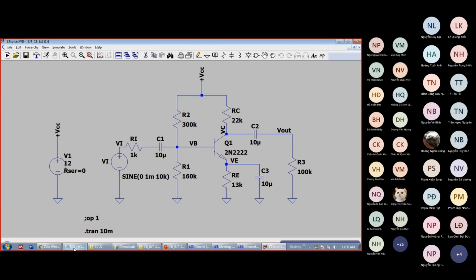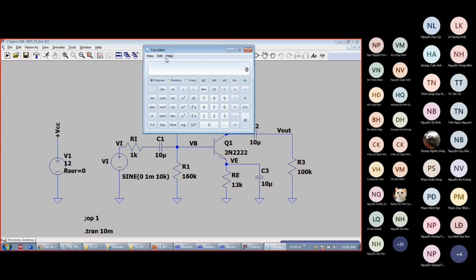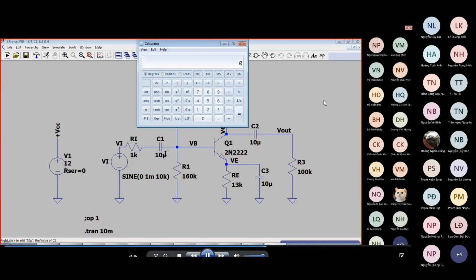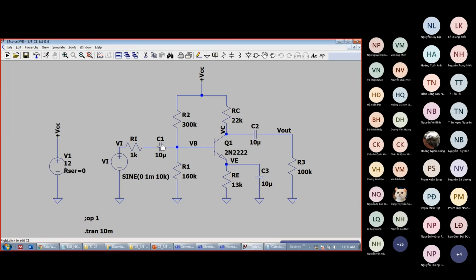So I will check if 10 microfarad is enough. Again, the frequency here is 10 kilohertz. So 10 power 4, 2 pi is nearly 10, so 2 pi f is 10 power 5. If I choose the coupling capacitor as 10 microfarad, that means 10 power minus 5. 10 power minus 5 multiplied by 10 power 5 is 1, so 1 over 1 is 1. So ZC is around 1, so it can be seen as a short circuit. Okay, so the coupling and bypass capacitor here is okay.